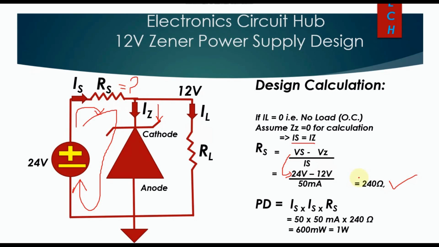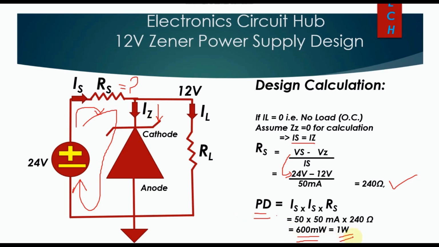So PD equals I squared R. The simple formula: I squared R means Is squared into Rs, this series resistor. So 50 milliamp into 50 milliamp into 240, you will get 600 milliwatt. Okay, so your minimum power requirement for Rs equals 600 milliwatt. You may choose a 1 watt series resistor.